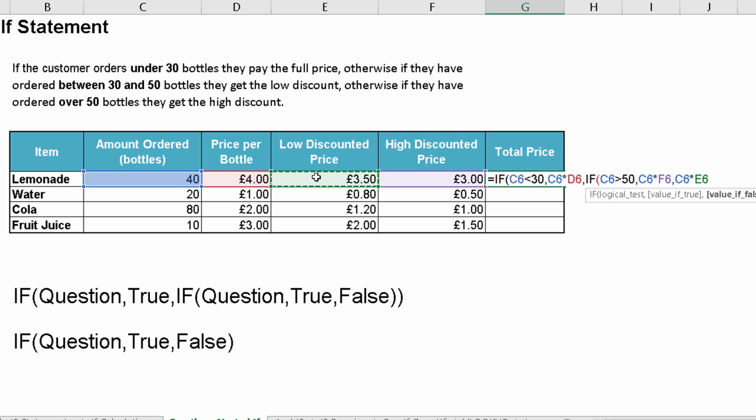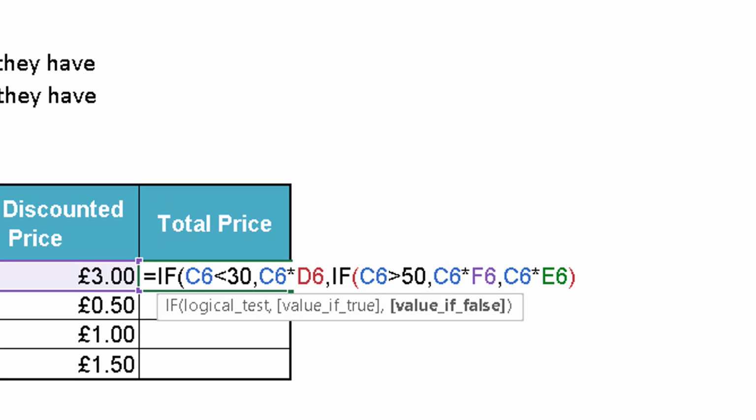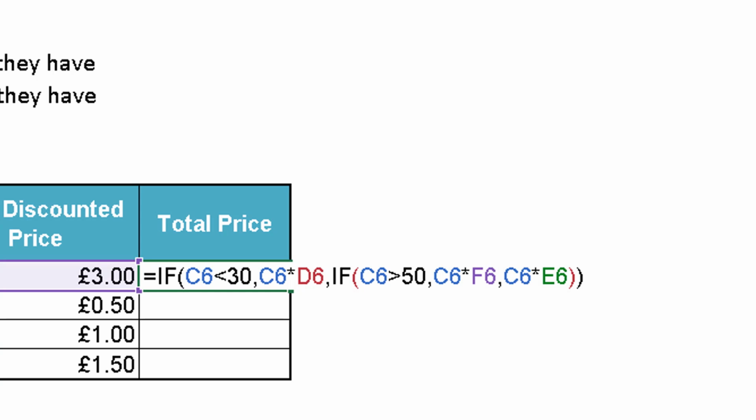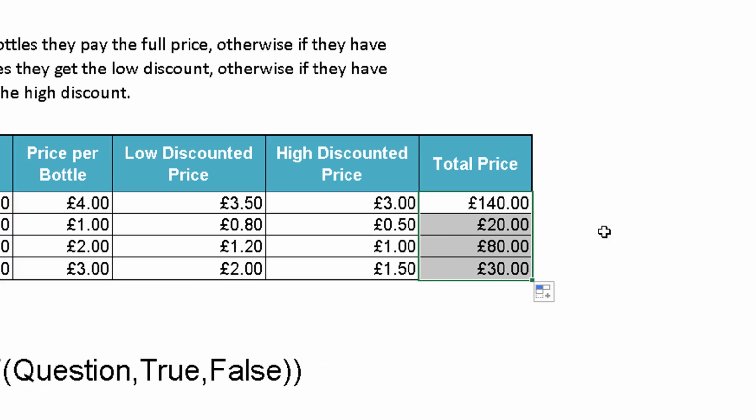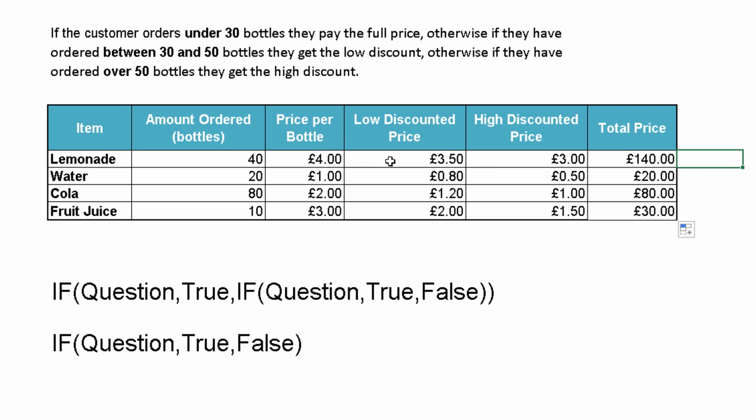I then close the bracket for that if function that I'm writing. But don't forget that we actually put this if function with the red brackets on it inside our original if. So I've got to close the bracket for that. And there's a nested if function. If we enter that, we get the price. I can then copy this straight down because it is relative.